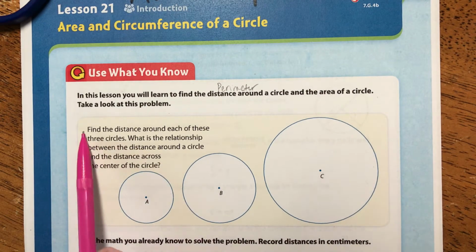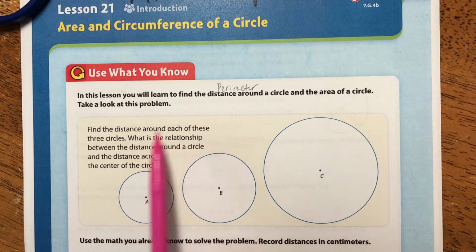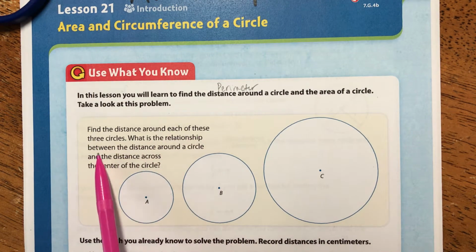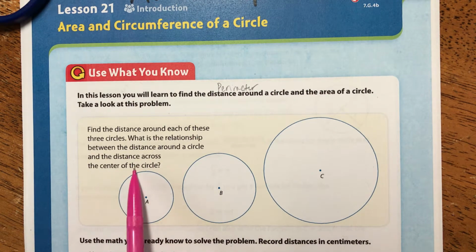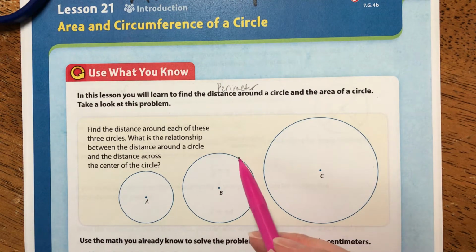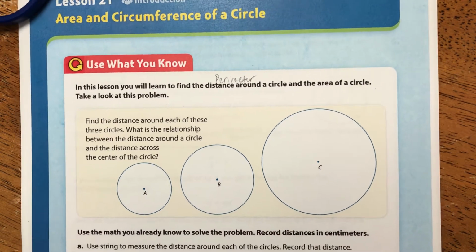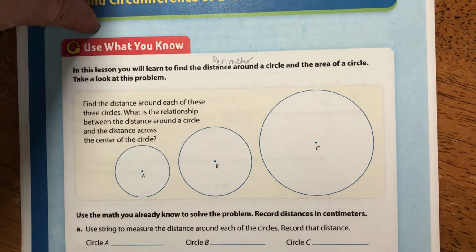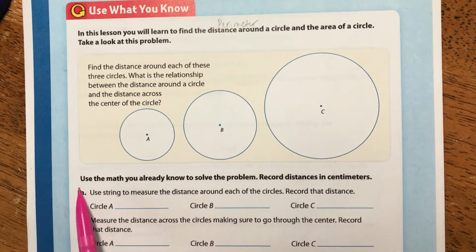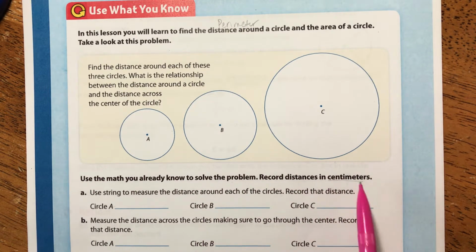Okay, let's read our problem. Find the distance around each of these three circles. What is the relationship between the distance around the circle and the distance across the center of the circle? Okay, so we're going to measure around the outside of it, and then we're going to measure across, going through the center point, and we're going to see if there's a relationship between those. Okay, all right, so let's move on down. Let's see what they're asking us to do. Use the math you already know to solve the problem. Record the distance in centimeters. So they want this in centimeters.